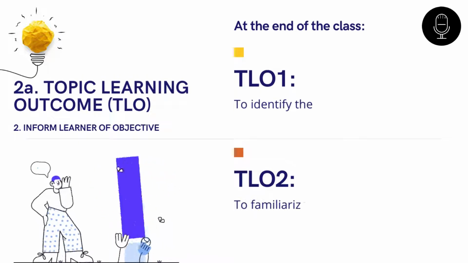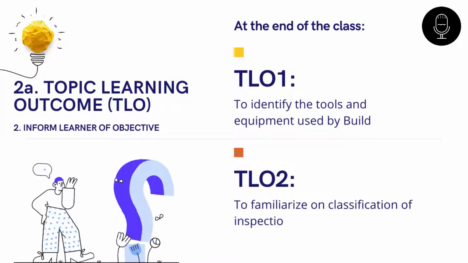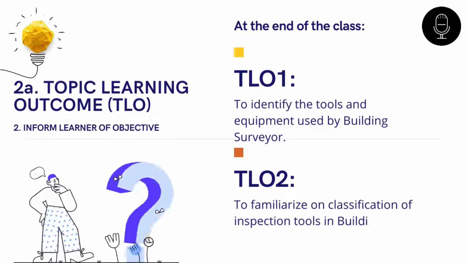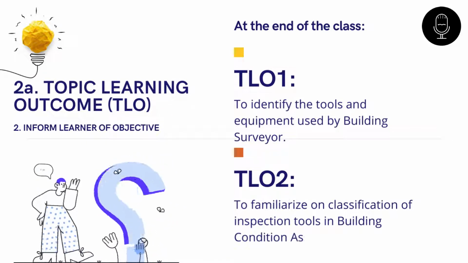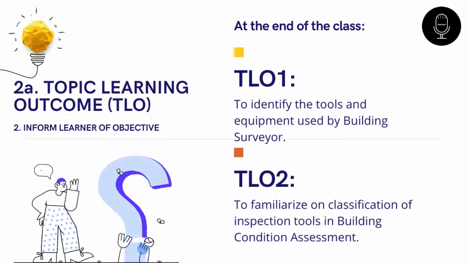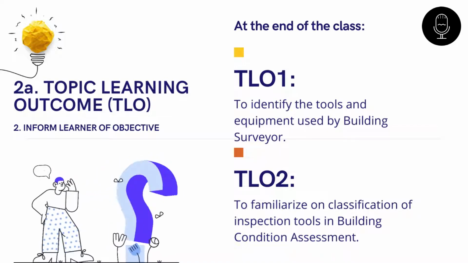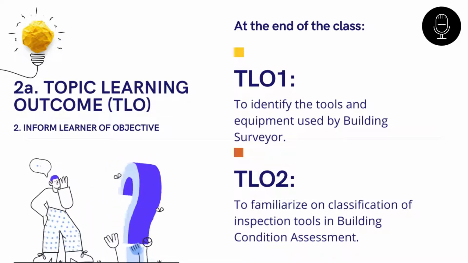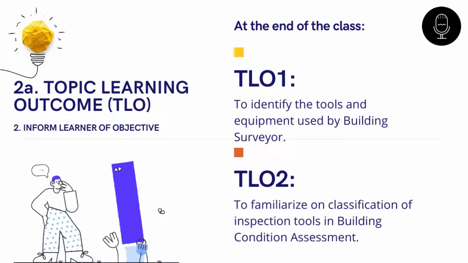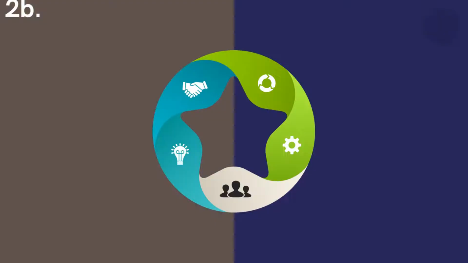Before we go further, let's take a look at the topic learning outcomes. As you can see, there are two learning outcomes that you should accomplish at the end of this class. First, you should be able to identify the tools and equipment used by a building surveyor. Second, you should also be familiarized with the classification of inspection tools in building condition assessment.